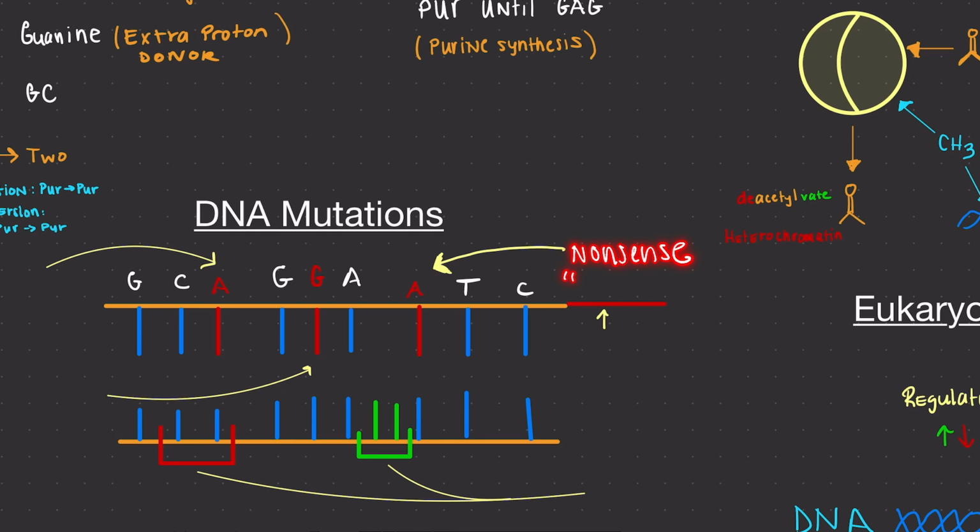The next mutation we will think about is called a nonsense mutation, and I use the phrase stop nonsense to more easily remember what this mutation does. And what it does is prematurely code for a stop codon. And a stop codon is something that tells the ribosome to stop linking and creating amino acids.